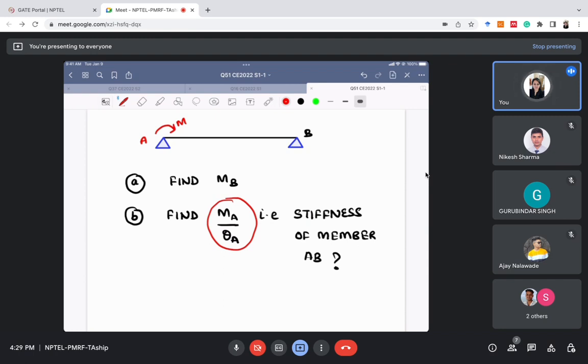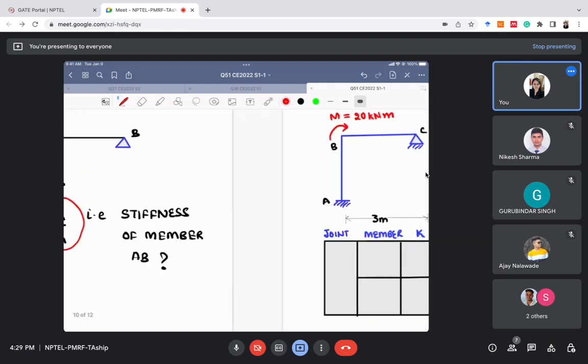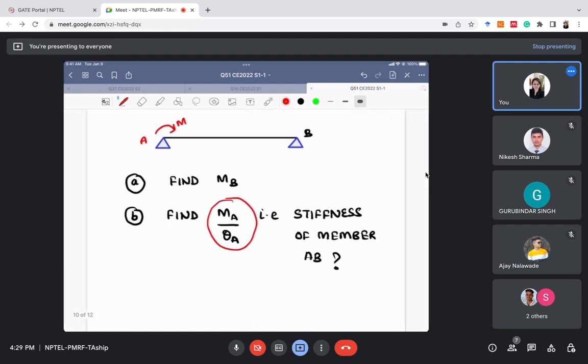Do you want to try? Anyone? I'll give you 2 minutes and then I'll solve. Please do it on your own. Even if you do it wrong, it doesn't matter because you will remember it better if you have tried it already. So please try to calculate the value of MA by theta. If anyone has already done it, he or she might tell me. You have to use the same slope deflection equation again. Okay, so I'll solve it for you. Let's see if you have done it right or wrong.